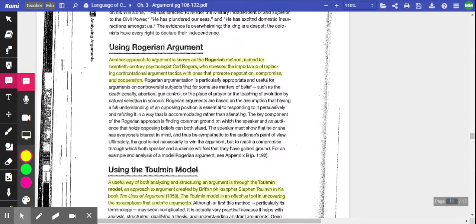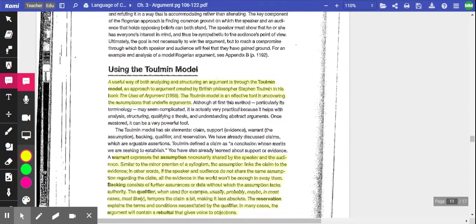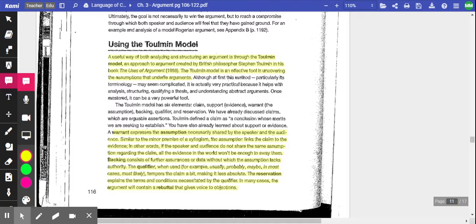This last section focuses on the Toulmin model. I have here the Rogerian method, but we have talked about that before. So the Toulmin model is a useful way of both analyzing and structuring an argument, created by British philosopher Stephen Toulmin. The Toulmin model is an effective tool in uncovering the assumptions that underlie arguments.